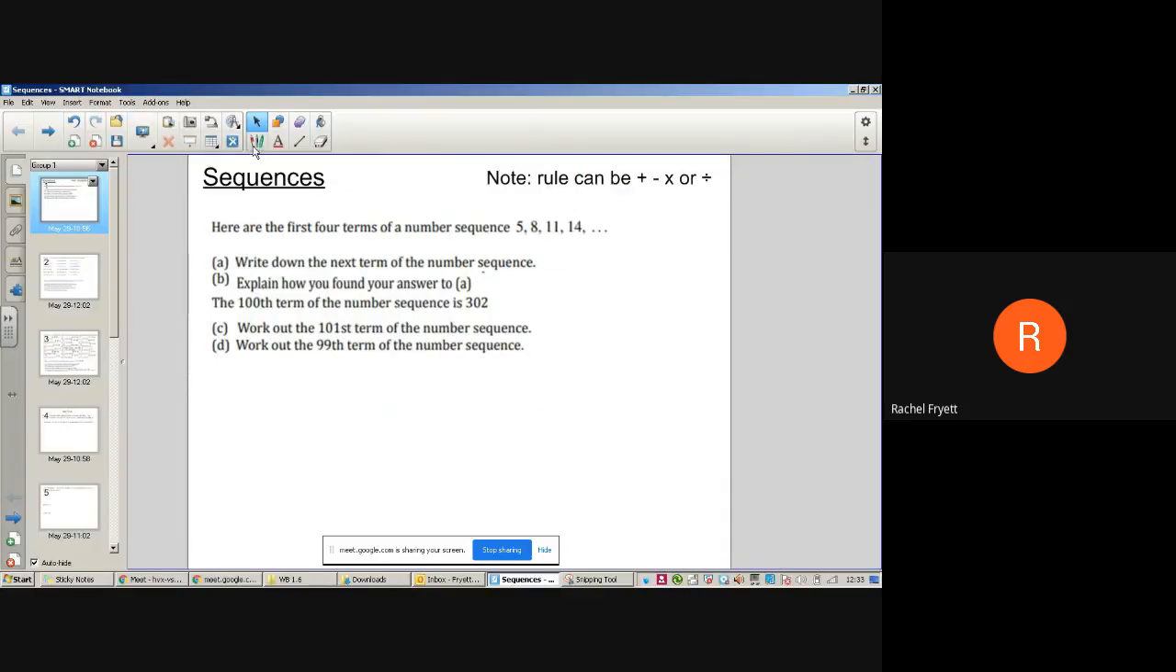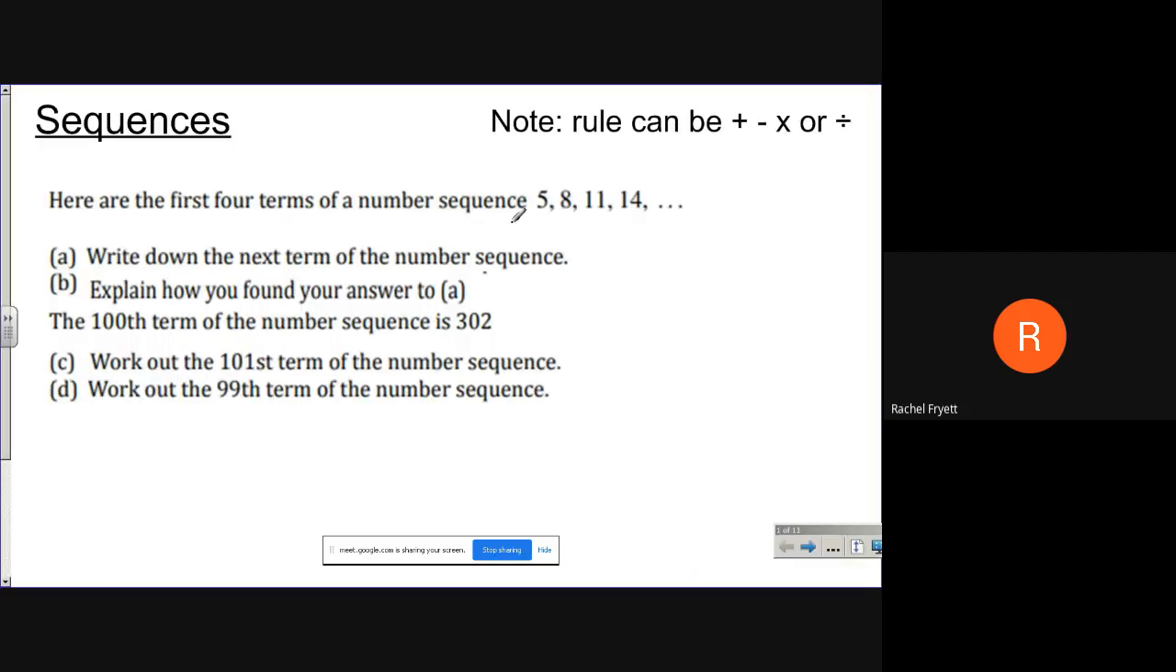to the next. Okay. So here, to get from 5 to 8, we are adding 3. We're going to check the rest to make sure it's the same. 8 to 11 we add 3, and 11 to 14 we add 3. So we're going to do the same to the next one, and 14 add 3 is 17, so that is our next term. B says explain how you found your answer to A, and that's just the rule we use. We added 3 each time.